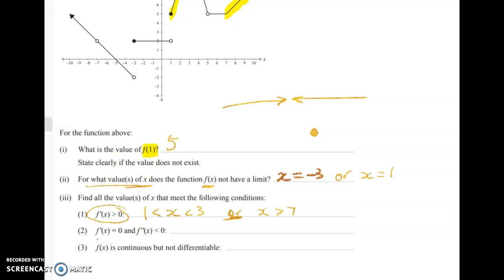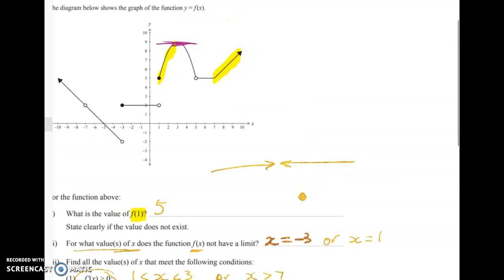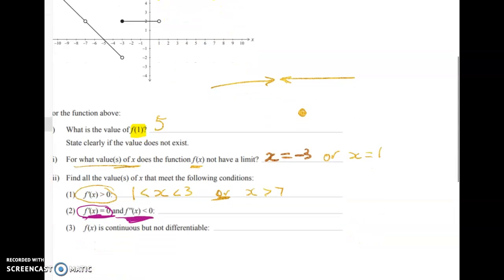Okay, the next one, find all the values of x that meet the following conditions. The gradient is 0 and the second derivative is negative. So we know that if the second derivative is negative at this place, that means that we've got a maximum. So there's only one of those, and it's up here. Right, the gradient is 0 and the function's concave down, if you're thinking about it in terms of concavity. So my answer here is x is equal to 3.